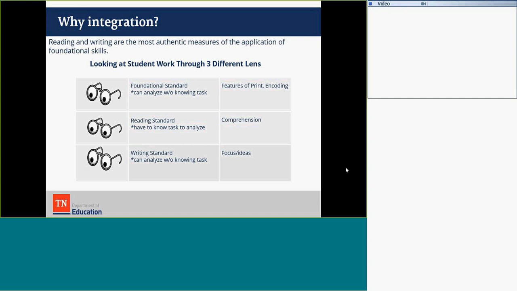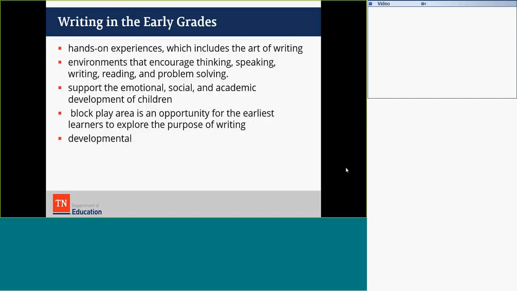So with a student work artifact, we're going to look at it through three different lenses. One lens being foundational, which is looking at features of print in pre-K and encoding in kindergarten. Look at it through the reading standard lens, means we're looking at a student work artifact through the comprehension lens. And then the writing standard, you'll notice in the scoring guide, focuses on focus and ideas within writing. And so when we have those glasses on, we're looking at a student work artifact through the writing lens.